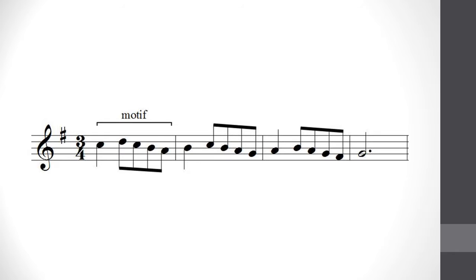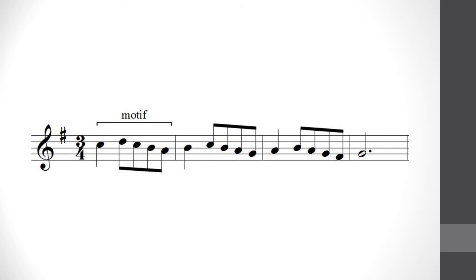For example, if you look at the pattern of half steps and whole steps in the first measure, you will find that the movement of pitches is whole, whole, half, whole. If you look at the pattern of half steps and whole steps in the second measure, you will find that the movement of pitches is half, half, whole, whole.